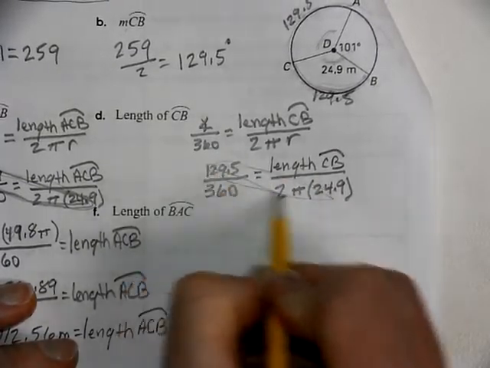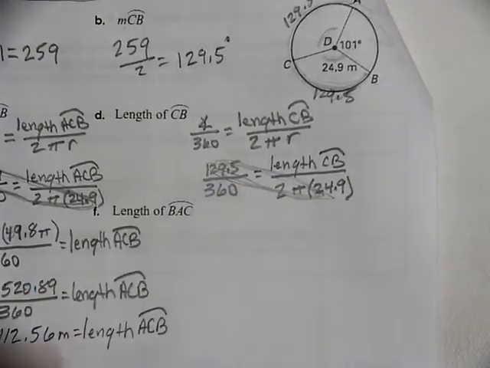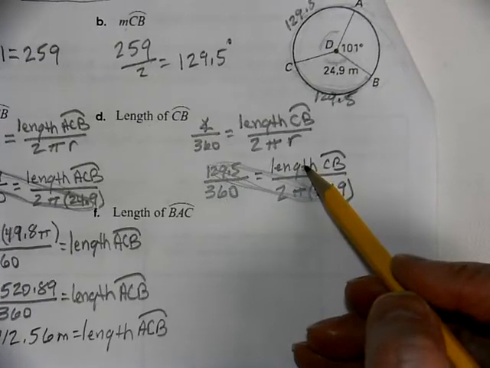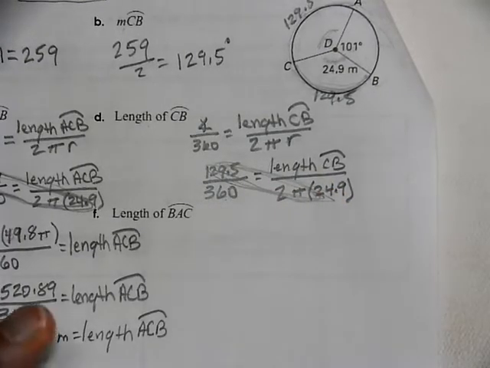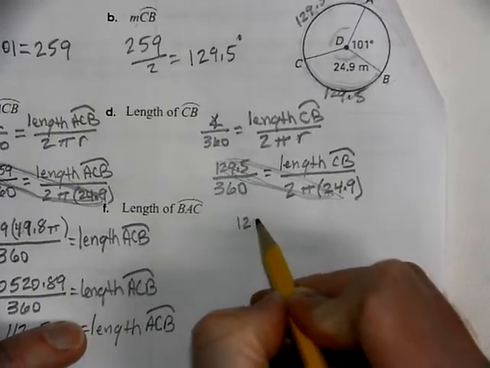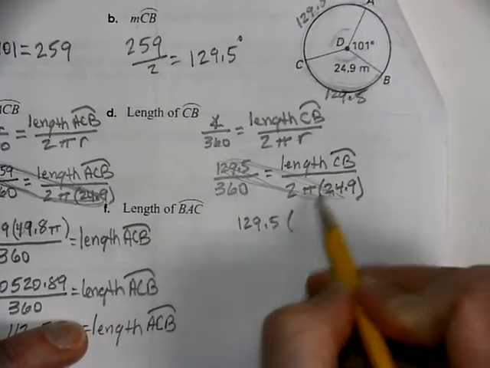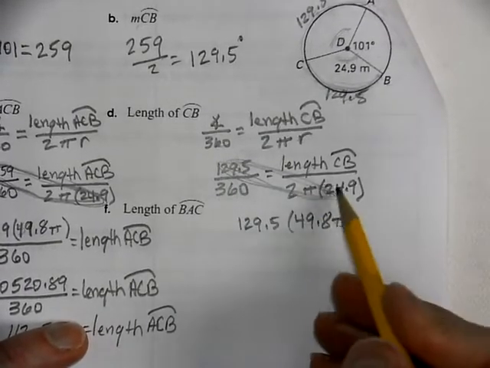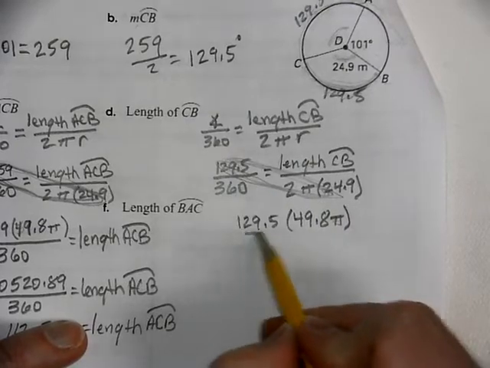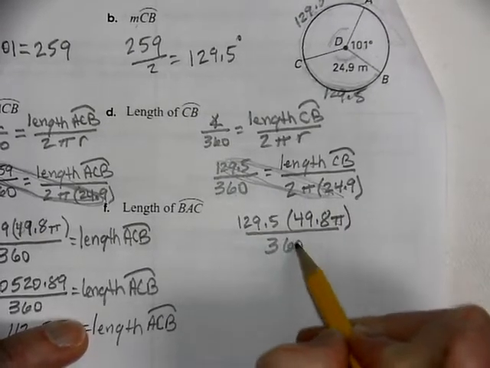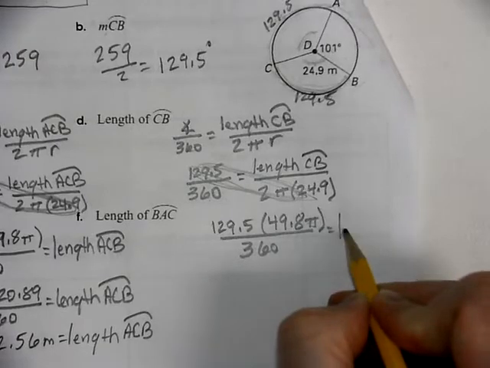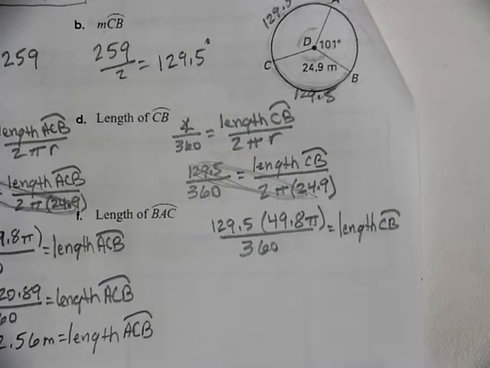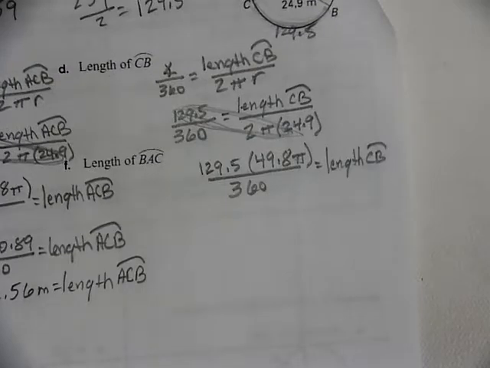So if we cross multiply, and notice we only need to cross multiply one direction. There's no need to bring the 360 up to the arc length and then divide it again. You're welcome to if you would like to. So this is 129.5 times our 49.8 pi. That would be the circumference. And that's being divided by 360. That is our arc length.